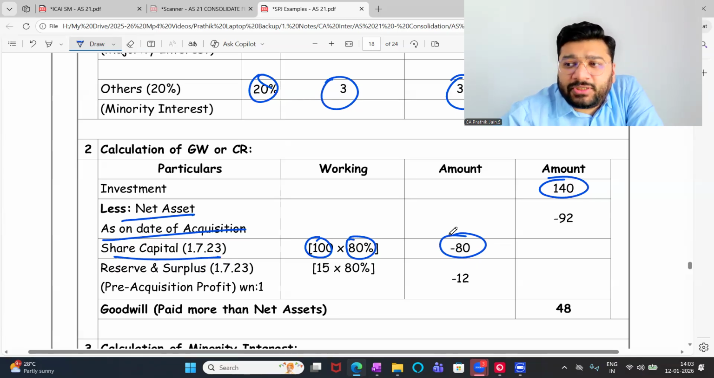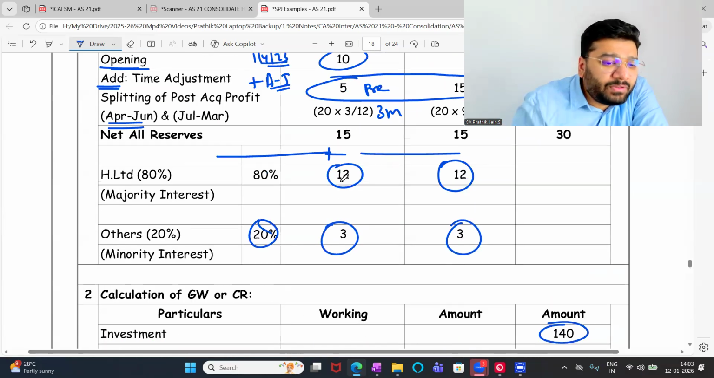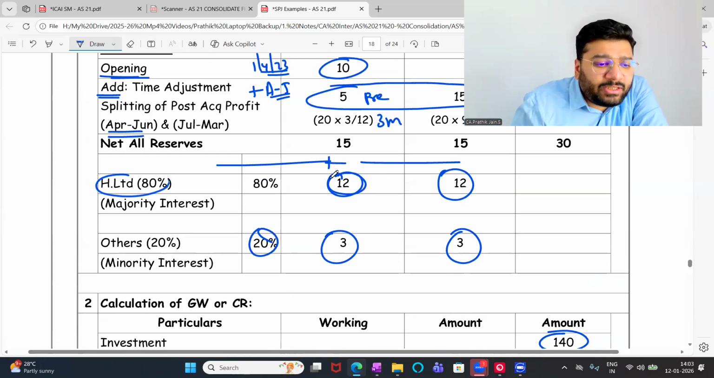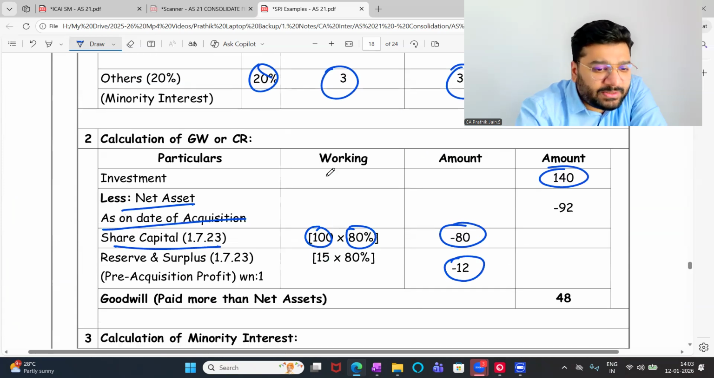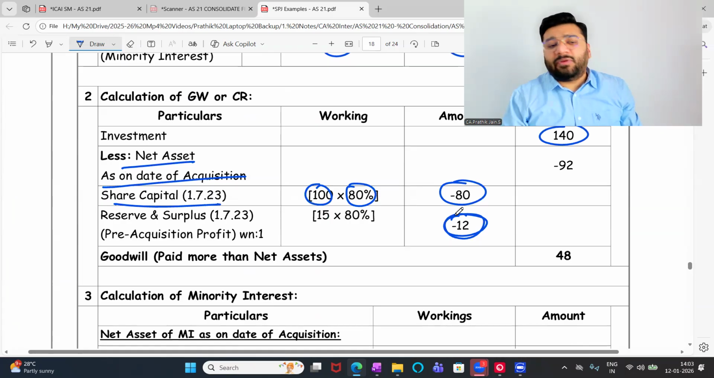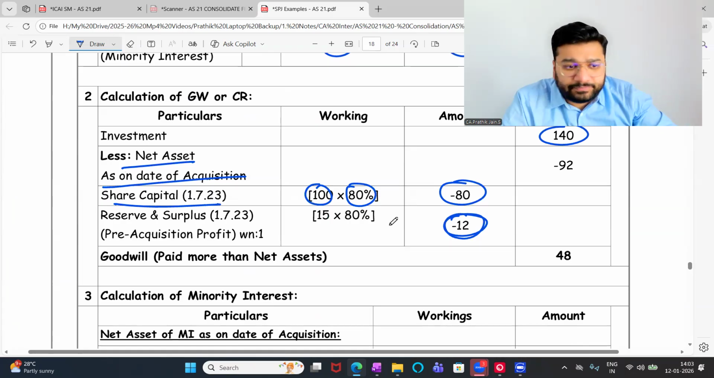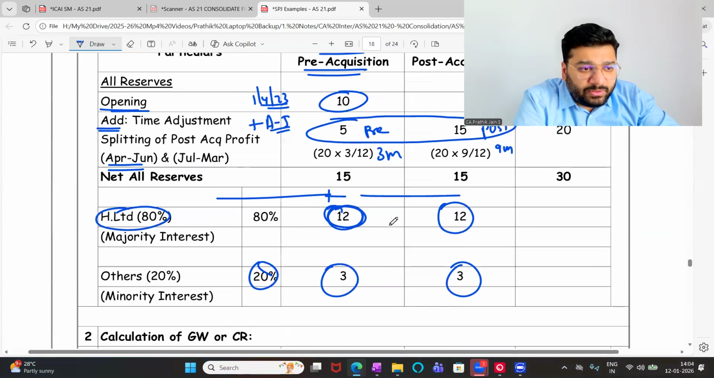Will I take pre or post year? We are calculating this on the date of acquisition, so it will come pre-profit. So how much is pre? 12 lakhs. It's coming from the AOP. So pre of holding is 80% ka 12 lakh rupees. Pre-acquisition profit, it's coming from AOP, 12 lakh rupees.